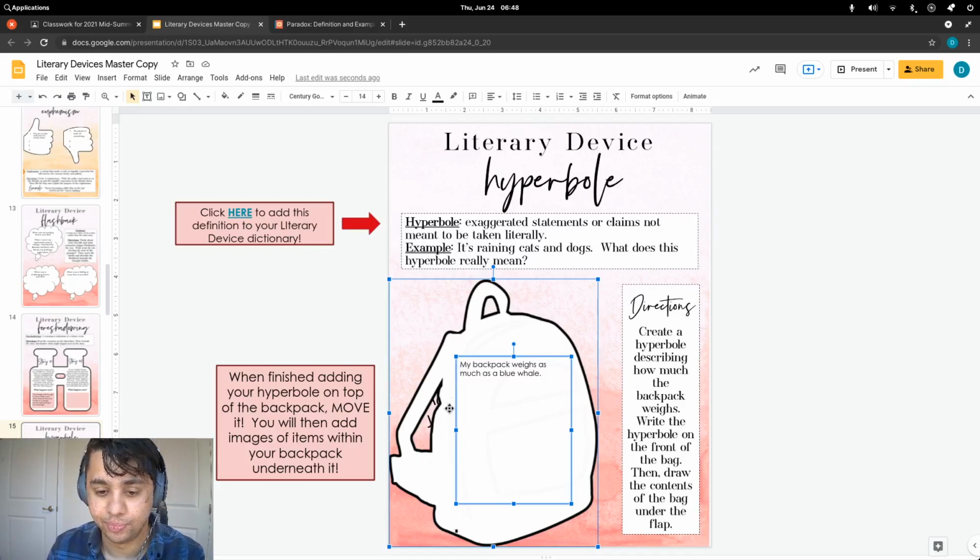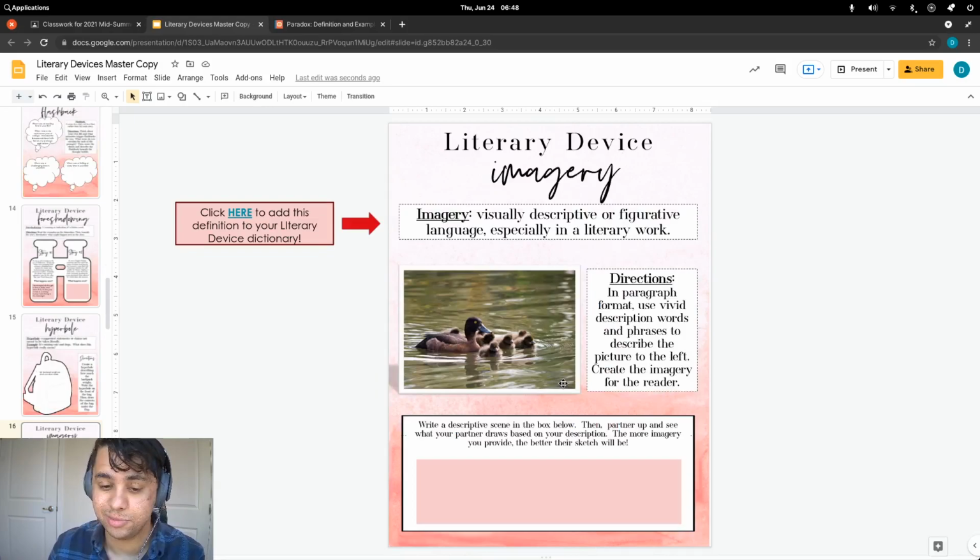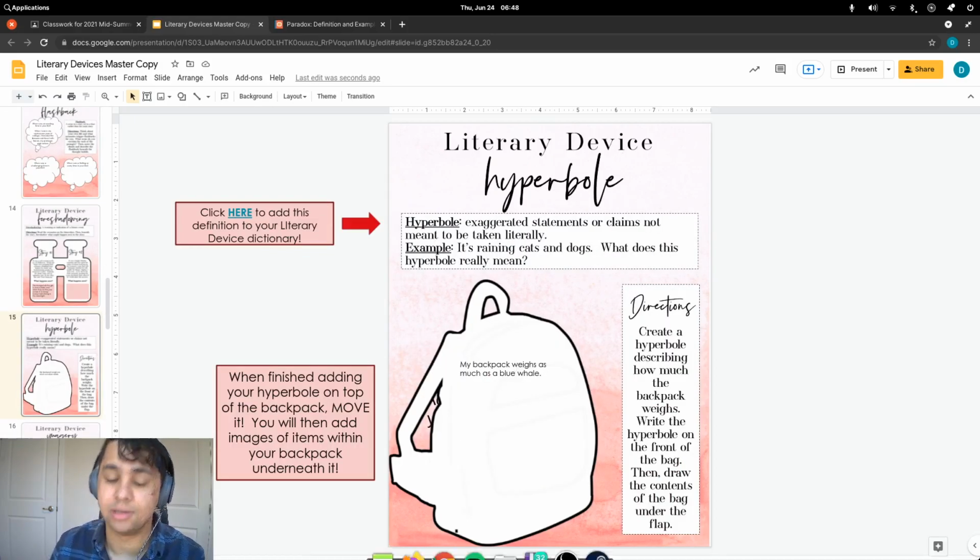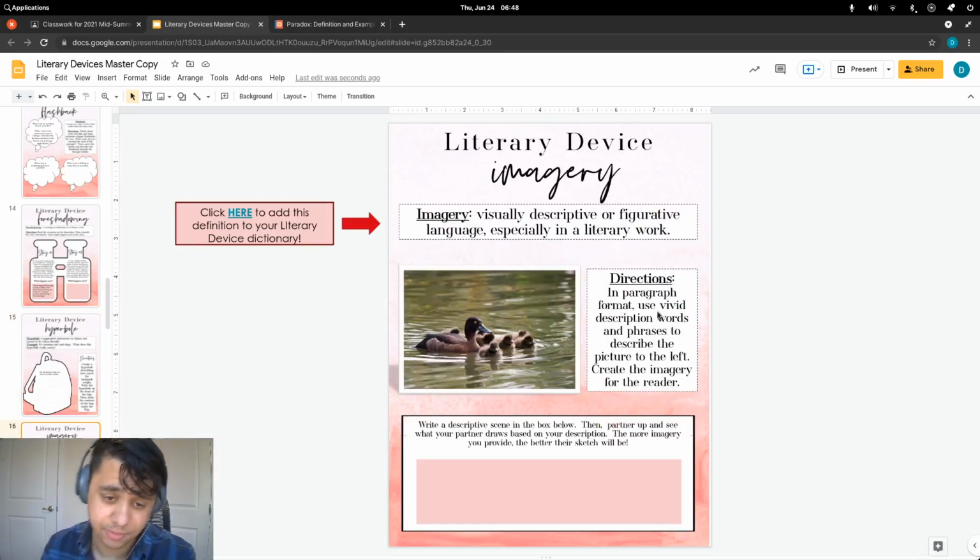hyperboles for the weight of your backpack. Again, the reason that this is a hyperbole is because it's an exaggeration. My backpack does not actually weigh as much as a blue whale. It would kill me if it did. At least if it fell on me.